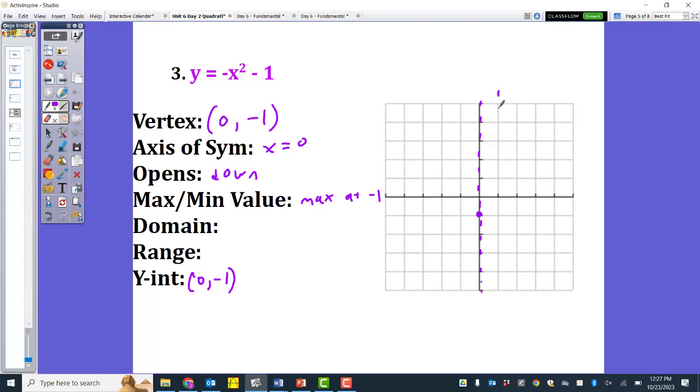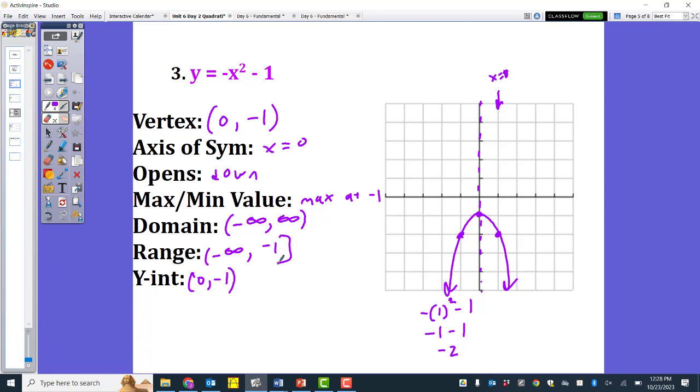So an easy one is just this one right here. This is x equals 1. So we'll plug in 1 to the equation. So negative and then 1 squared minus 1. We get negative 1 minus 1, which is negative 2. So that means at positive 1, we're going to go down to negative 2. And now we have a point we can reflect to the other side. And there's our graph. Domain is still going to be negative infinity to infinity. Range is going to be negative infinity up to negative 1 with a bracket. Okay? All right. Try this one.